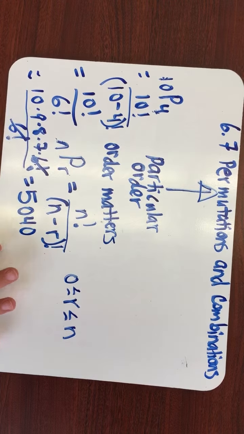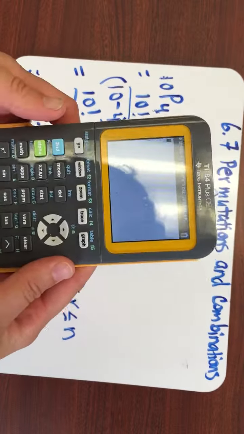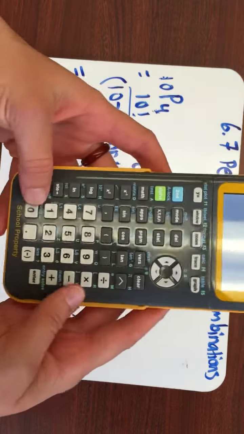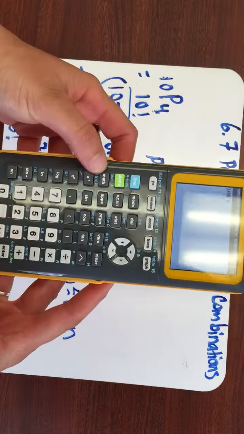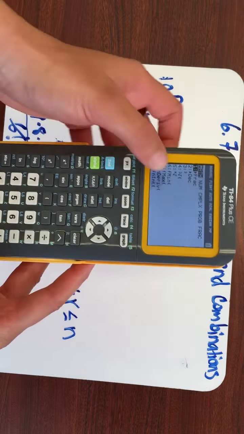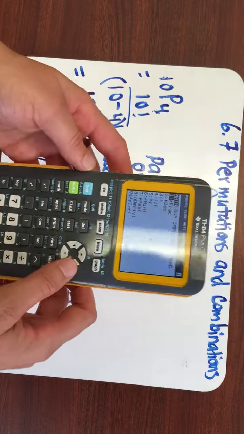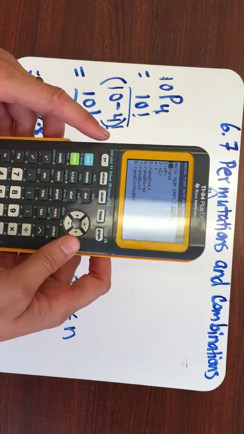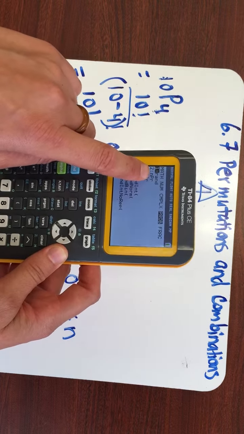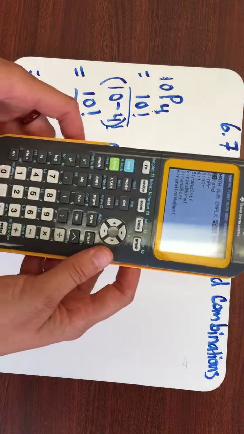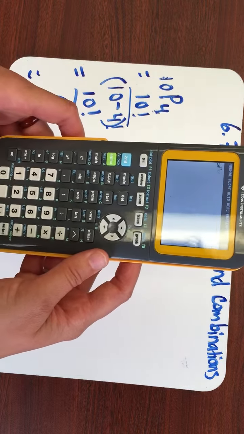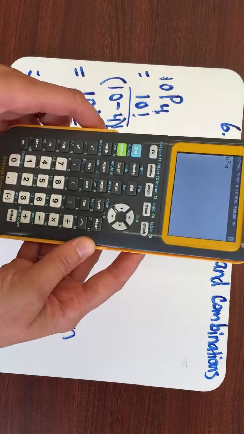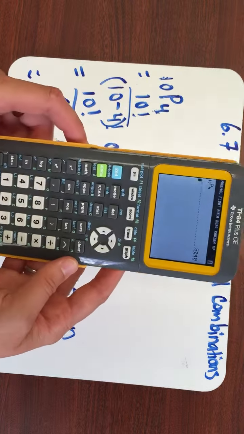We multiply that out and we get 5,040. Or if you're using your graphing calculator, you will put in 10, and then press Math again. You arrow over to Probability. There you have nPr or nCr. We're going to press number 2 for the permutation, then press 4 and Enter. And we get 5,040.